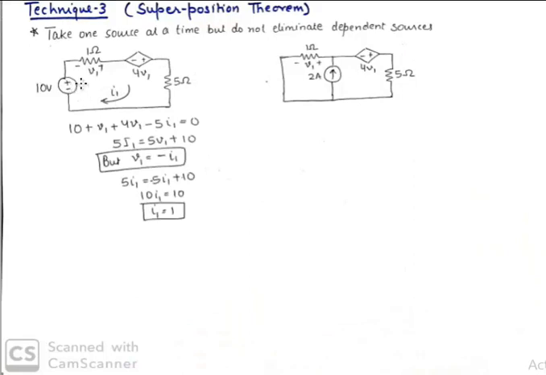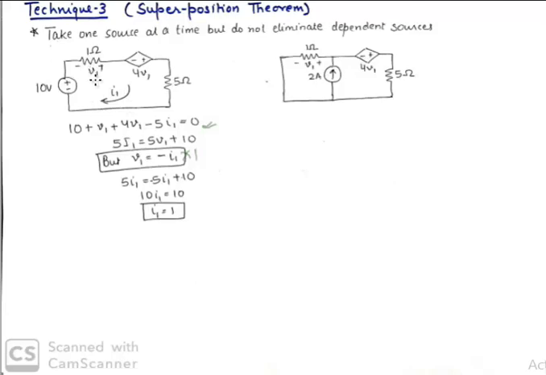So when we take only the 10 volt voltage source, we have 10 plus V1 plus 4V1 minus 5 I1. So I've taken up this loop current I1. So that turns out to be equivalent to 0. And so 5 I1 is equal to 5 V1 plus 10. But we know that V1 is simply minus of I1 into 1. So you can simply say that the voltage drop across this 1 ohm resistor is minus I1 into 1.